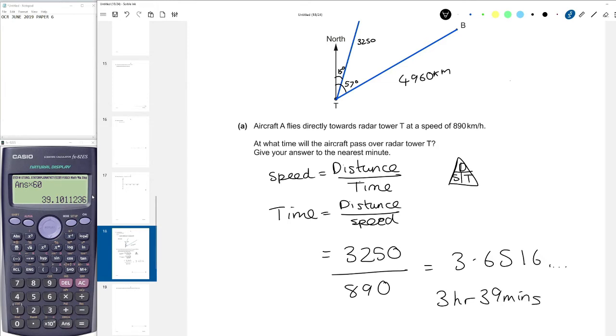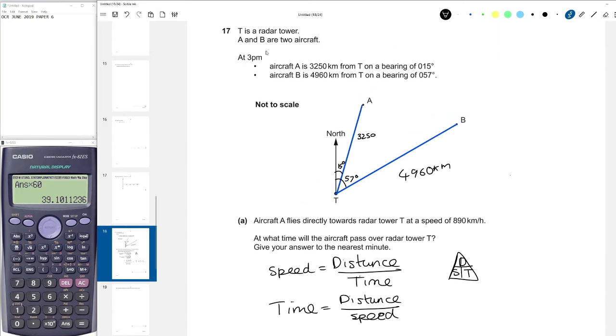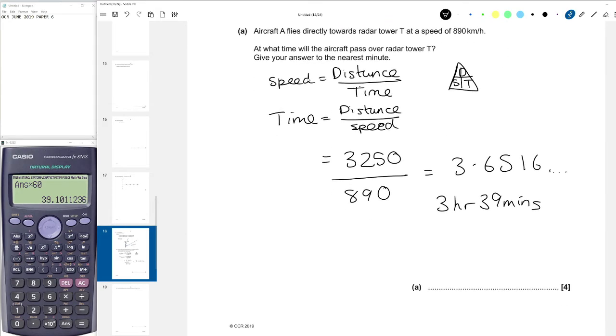But that's not what it asked me. It's at what time. So if we look back at our question, it says at 3 p.m. So we need to add it. So our final answer would be 6:39 p.m.